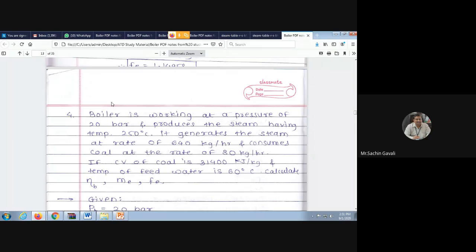Why superheated? Because if temperature and pressure of steam are given, then steam is generally superheated. But we have to confirm it from the steam table. It means we have to record the saturation temperature at 20 bar, and if it is less than the given temperature, then steam will be superheated. So Suhas got HS is equal to H superheated.